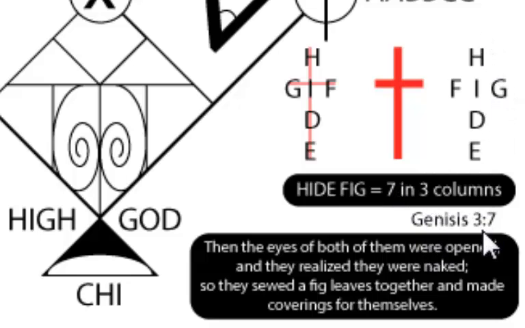If you look at Genesis 3:7, then the eyes of both of them were open, and they realized they were naked. So they sewed fig leaves together and made coverings for themselves. I'm just saying there's a larger picture here, and there's a literal sense to everything. And it is our duty to figure it out. That's what we're placed here for, and we have the opportunity to use this.